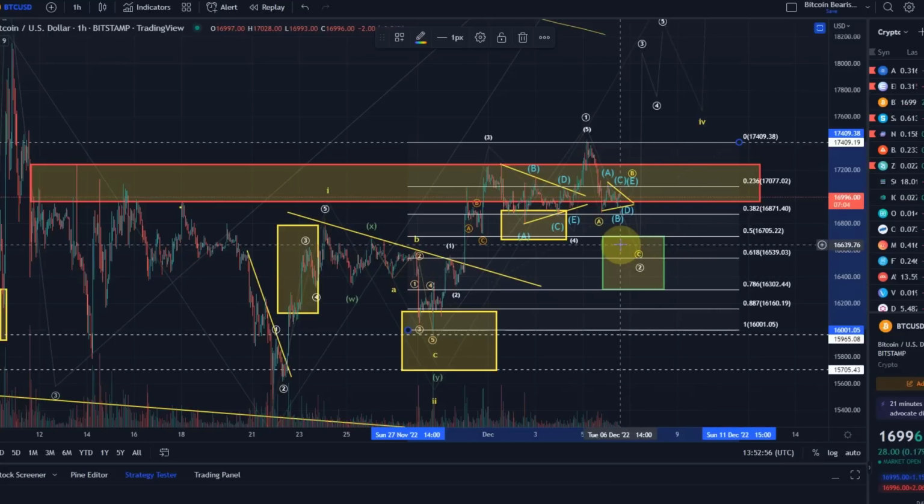So medium-term target unchanged, one more low, ideally in the region 14 to 14.5K. Just how we get there in the short term is a little bit ambiguous, and we need to watch these key levels that I gave you very closely, and they should tell us which of these scenarios is going to work out. Okay, and that's my update about Bitcoin.